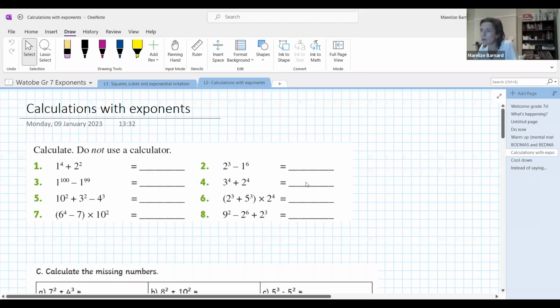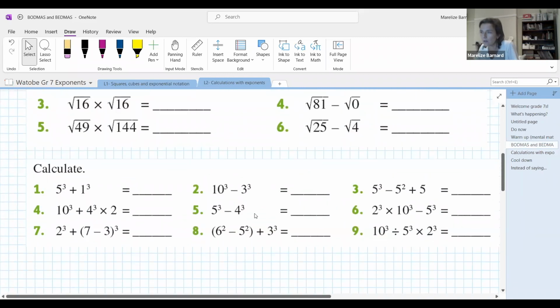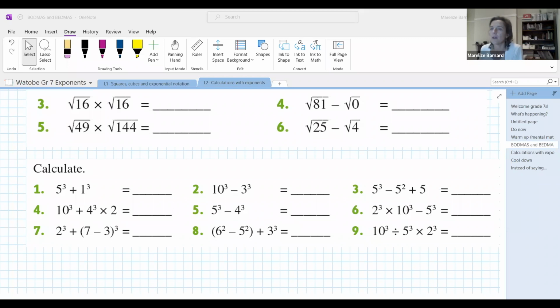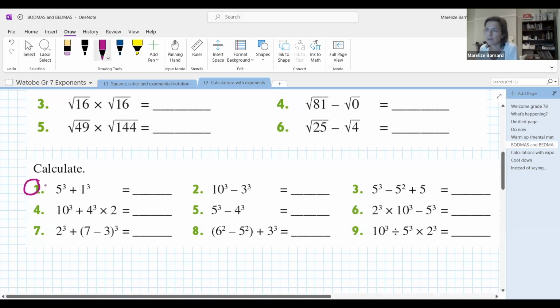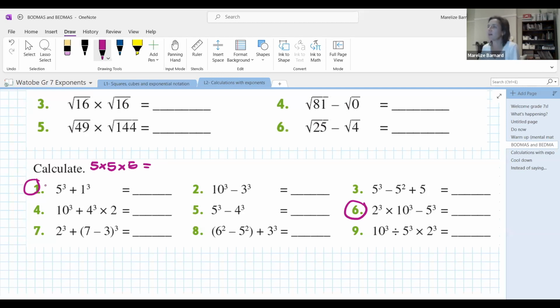Let me just see what I got here. Yeah, let's do this one. Okay, let's start with our cube numbers. Now again, we're going to do from 1 to 6. I'll do the first one with you. So 5 cubed means 5 times 5 times 5. And what is 5 times 5 times 5? It's 125. Well done.